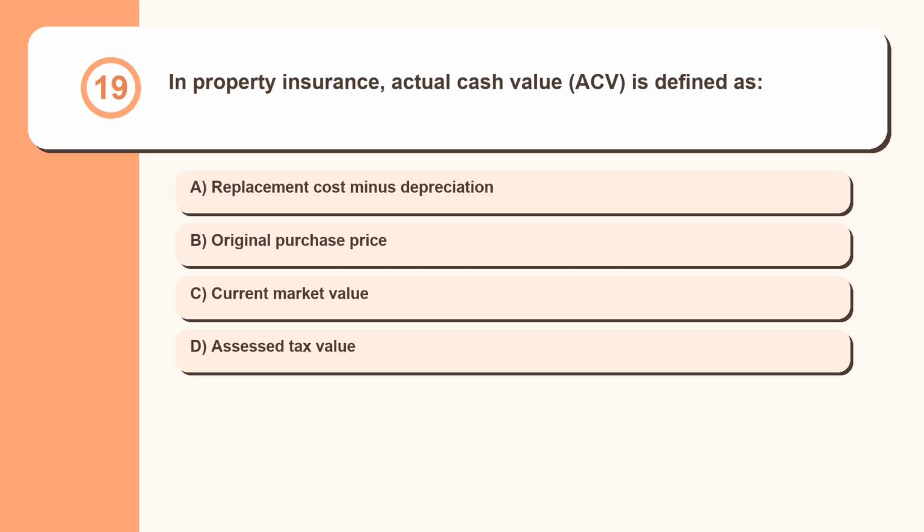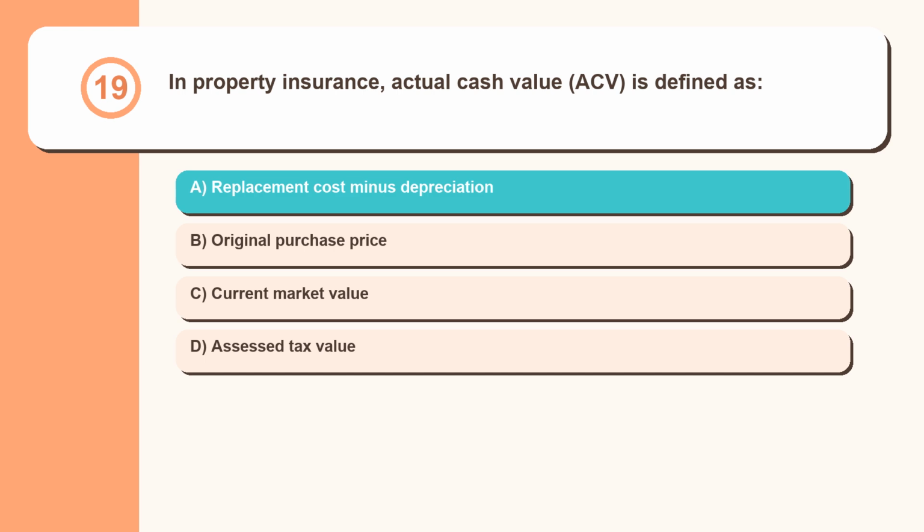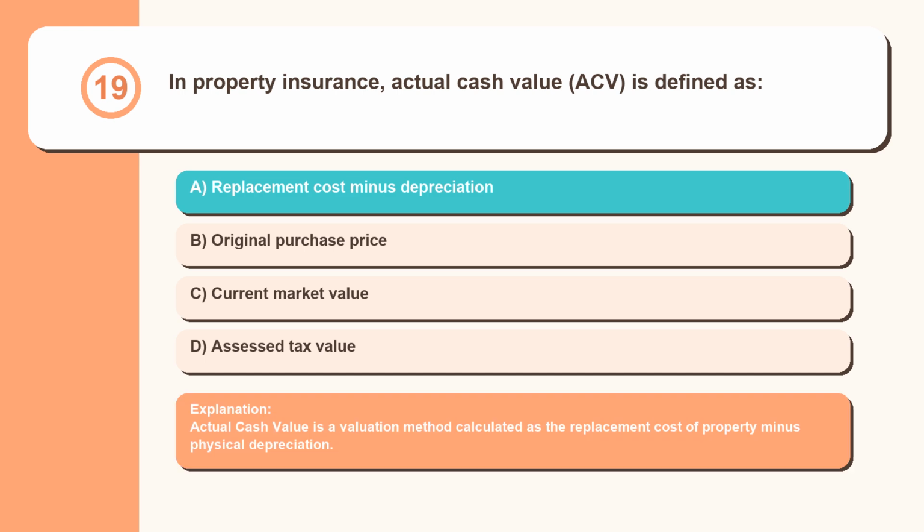Question 19. In property insurance, actual cash value, ACV, is defined as replacement cost minus depreciation, original purchase price, current market value, assessed tax value. Actual cash value is a valuation method calculated as the replacement cost of property minus physical depreciation.